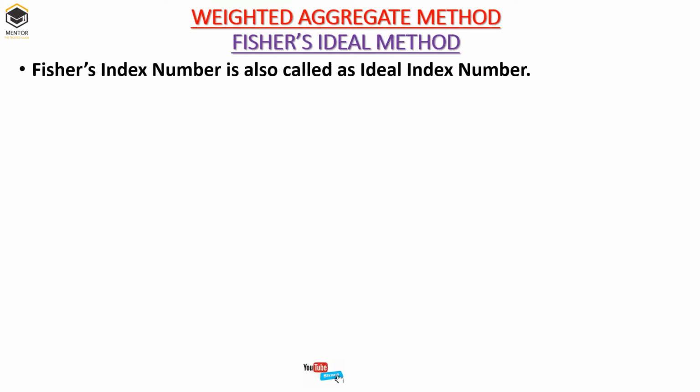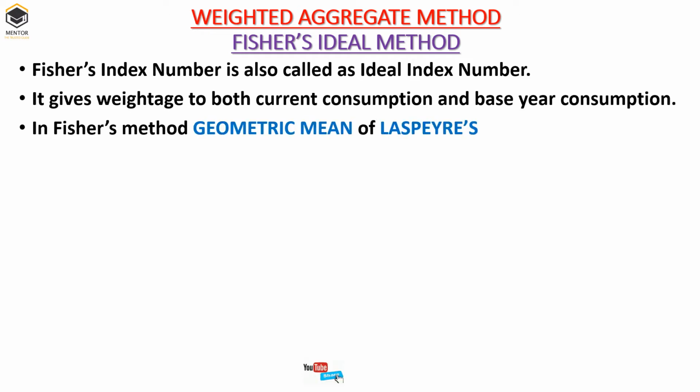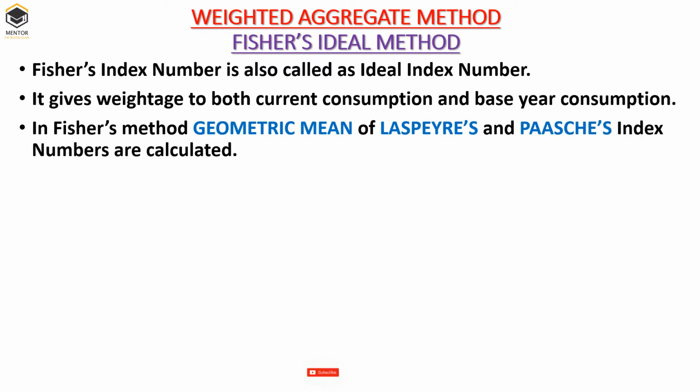Fisher's ideal method. Next we have Fisher's ideal method. Fisher's index number is also called Fisher's ideal method. It gives weights to both current year consumption and base year consumption. In Fisher's method, the geometric mean of the Laspeyres and Paasche index numbers is calculated. So in Fisher's method, what we are going to do? We are going to calculate the geometric mean of the Laspeyres method and the Paasche method.